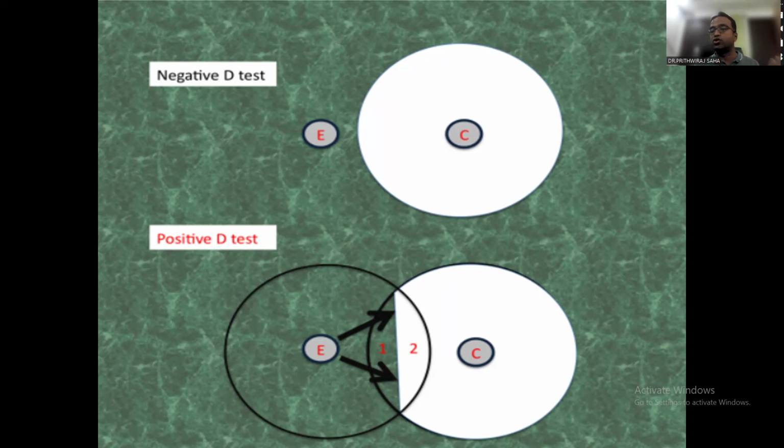Remember, this test is also important for Streptococcus pneumoniae, right? And if it is positive, then do not use clindamycin. If it is negative, then use clindamycin. When to go for the test? If erythromycin is resistant and clindamycin is sensitive. If erythromycin is sensitive and clindamycin sensitive, no issues.